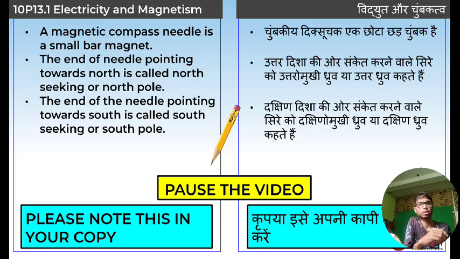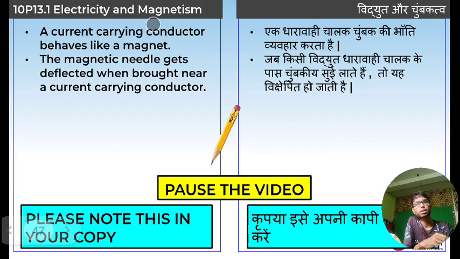Now we have a current carrying conductor. Inside the conductor, a current is flowing. So a current carrying conductor behaves like a magnet. Of course, it will behave like a magnet. The magnetic needle gets deflected when brought near a current carrying conductor.